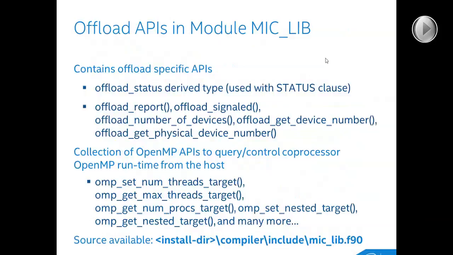It contains APIs that allow you to query things about the coprocessor, perhaps the number of them that are available. If you are an OpenMP user and you are using OpenMP within your target code, this might be a neat set of APIs. You can actually control the target OpenMP configuration from the host using these APIs. And there's many more. I just listed a few here on the foil. The source is available with the compiler, but it does come pre-compiled. So you just simply add a use mic_lib wherever you'd like to use these APIs.